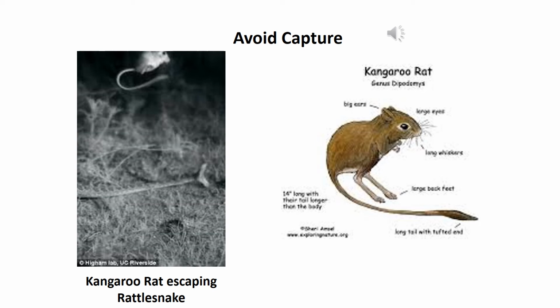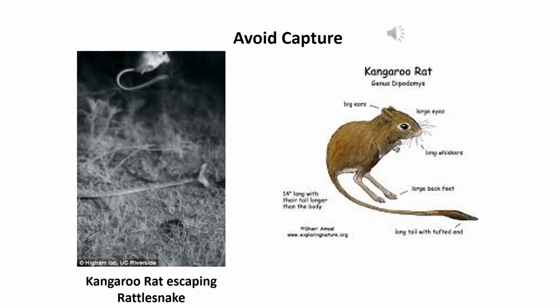Other animals avoid capture actively. There's the kangaroo rat. These live in the southwest United States. You can see on the left here, a kangaroo rat jumping away from a rattlesnake that is striking. It can jump to about 6 feet. It is in the rat family, but if you look at the back feet, you can see it's built for that type of jumping. It's evolved that way. The ones that could jump longer escaped and had more babies. The ones that couldn't jump that far got eaten and could not reproduce.